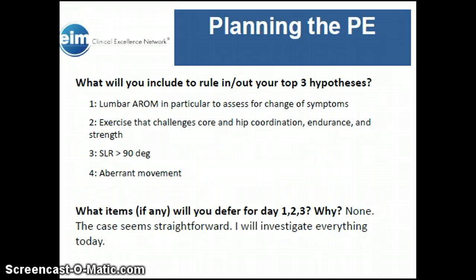So the physical examination, the first one is more rule out the directional preference, see if anything changes with any of active range of motion and with his lumbar movement. Also, we're going to do exercises that challenge the core and hip coordination, endurance, and strength. It's not particularly part of the CPR for stabilization, but it is part of the predisposing factors I want to look at, see what I see there. And then straight leg raise, see if that's over 90. See if there's any aberrant movement when he's standing up erect after he's been flexed.